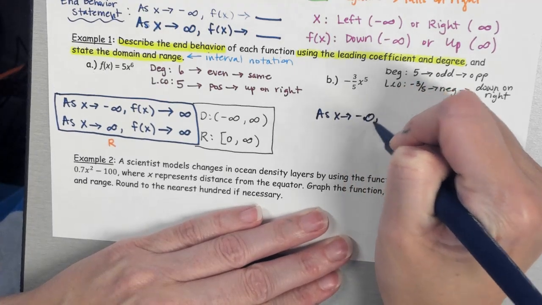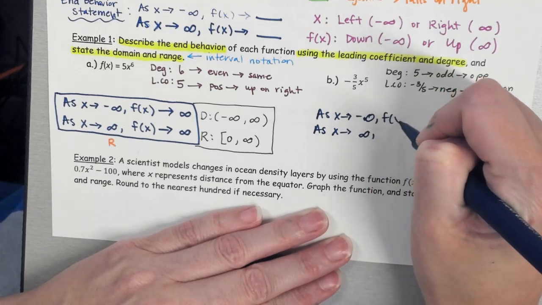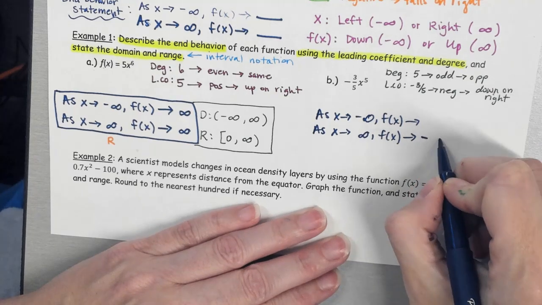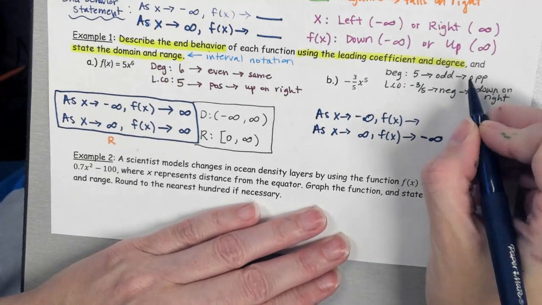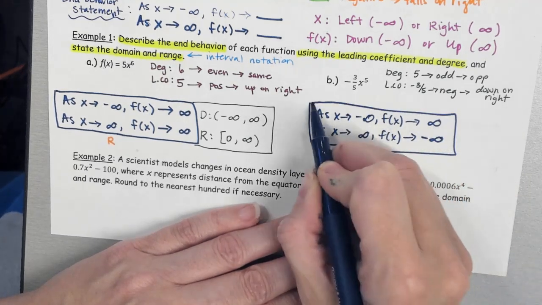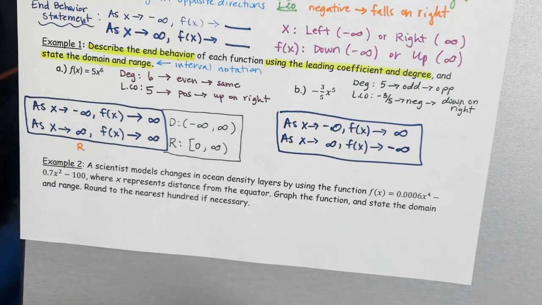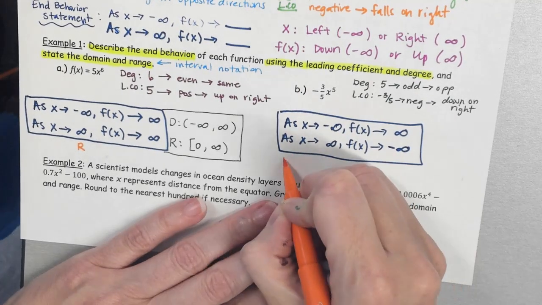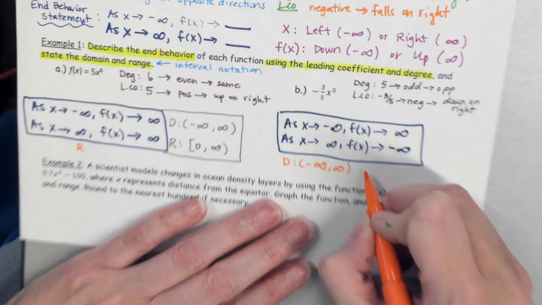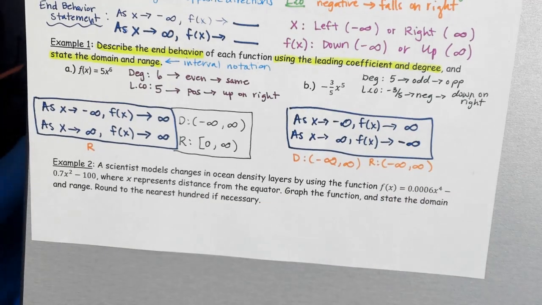You're always going to fill that in first. So you can start with the left, and then you have the right. Okay, so if it's going down on the right, this would be negative infinity. If they're opposite, this has to go to positive infinity. Now remember, anytime your degree is odd, what does that tell you about your range? All real numbers. So anytime it's odd, your domain and range are going to be the same. All real numbers. Okay?